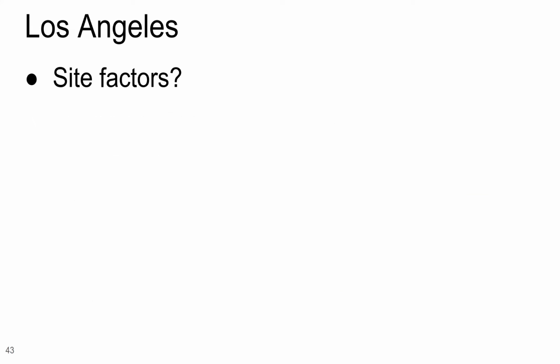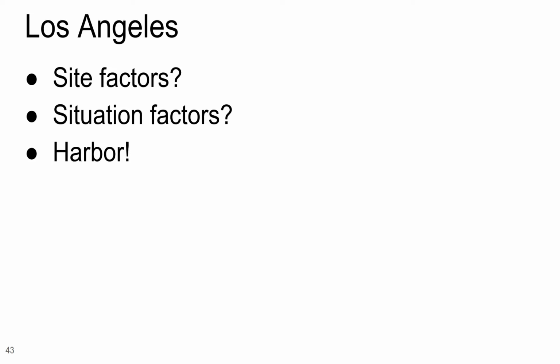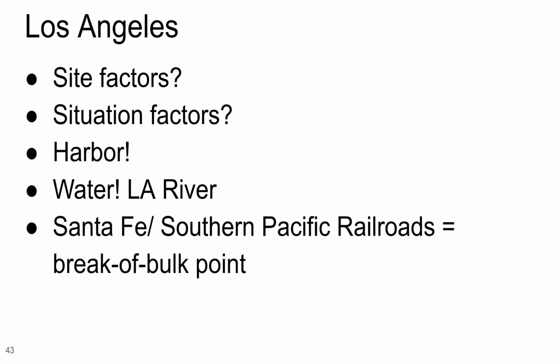Los Angeles site factors, well, situation factors. It's got a harbor. It's got a big open plain. It's got water from the Los Angeles River. Later, after the railroad came through, it was a break of bulk point for the Santa Fe and also Southern Pacific railroads, so that's important.